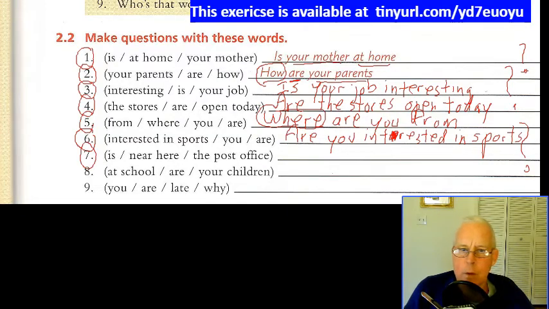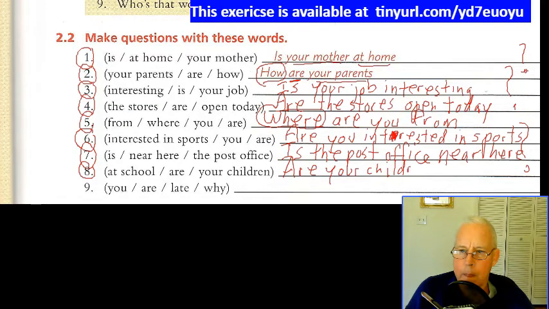Number 7 is yes, no again. Is near here the post office? Is the post office near here? Is the post office near here? Yes, no. Number 8, yes, no again. At school, are your children? Are your children at school? Are your children at school? Yes, no. And then we end the last one with the WH.